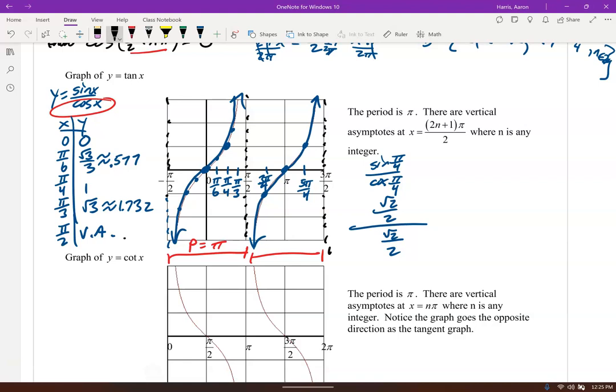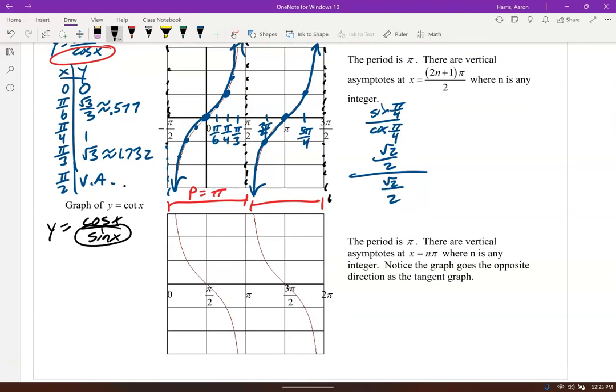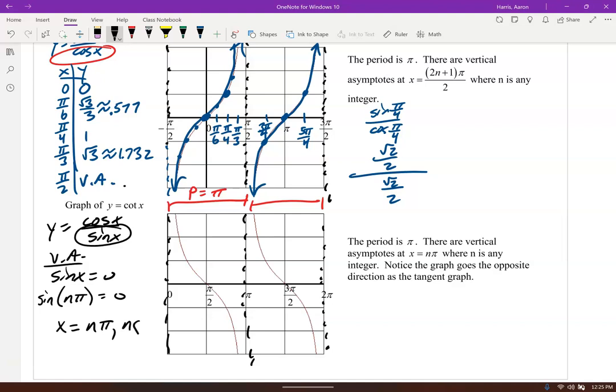The cotangent is defined as cosine over sine. So now you're looking for where the sine equals 0, right? We know the sine of 0 is 0. We know sine of pi is 0. That's where we're going to have our vertical asymptote, sine of 2 pi, and so on, because we know the sine of n pi, where n is an integer, is 0. So all the vertical asymptotes will be at n pi, where n is an integer. That'll give us all the vertical asymptotes for the cotangent function.